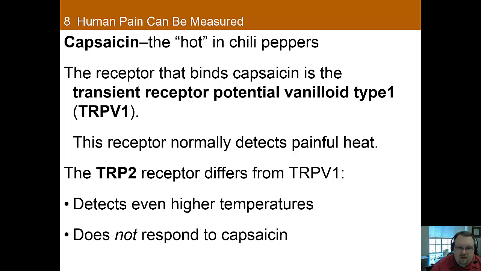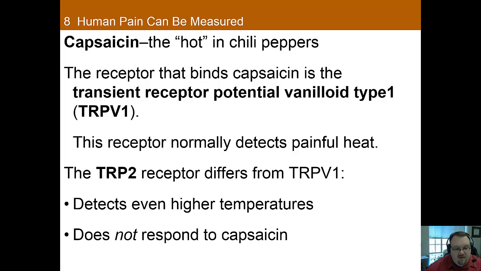So, have you ever wondered why you sweat when you eat spicy food? Or at least I do. It's actually because it's the same receptor that capsaicin binds to that also detects painful heat. So capsaicin is the hot chemical in chili peppers. It makes things taste hot. And so again, the receptor that capsaicin binds to is called the transient receptor potential vanilloid type 1, TRPV1. So this receptor detects painful heat.